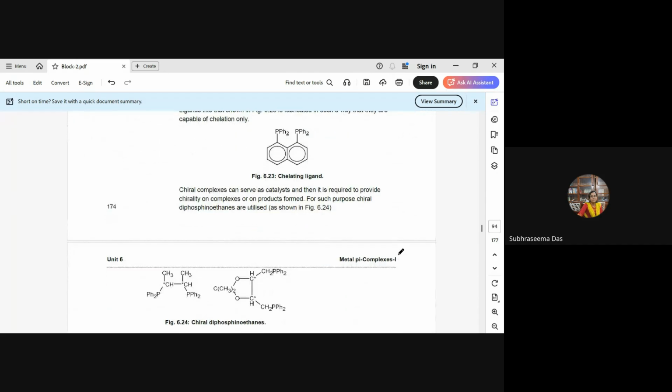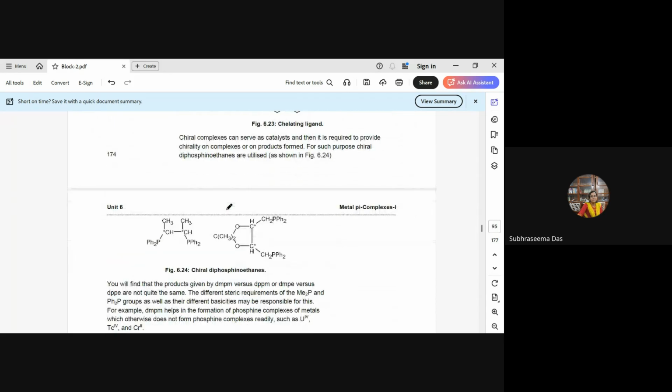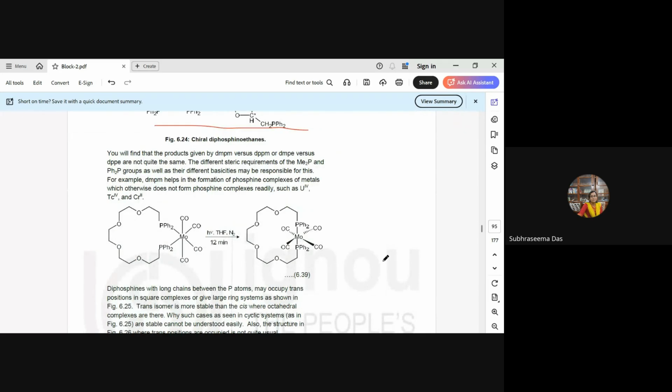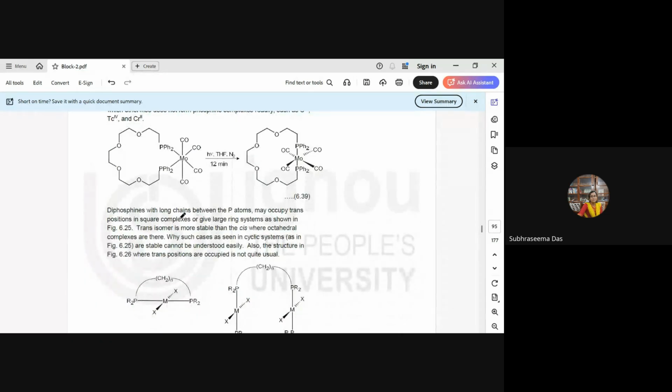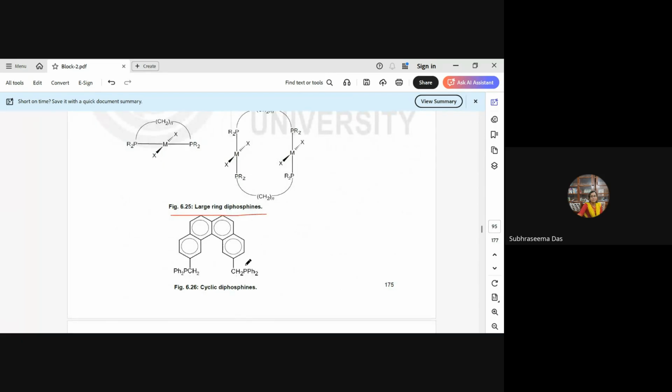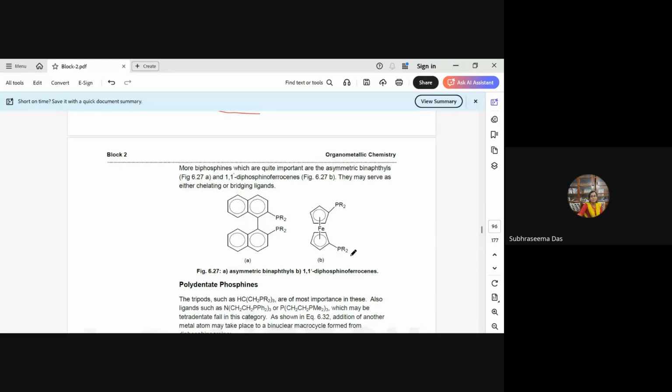Chiral complexes can also serve as catalysts, where it is required to provide chirality. So these are chiral diphosphinoethanes, the structures. We can see chiral phosphines are also present. Then diphosphines with long chains between the phosphorus atoms have also been found. These are large ring diphosphines shown here. Cyclic diphosphines are also present, and here is an example.